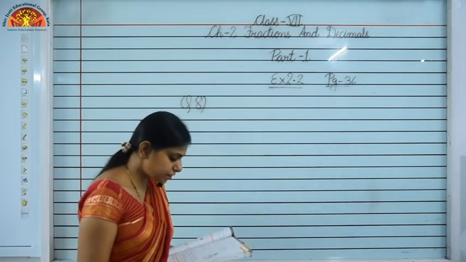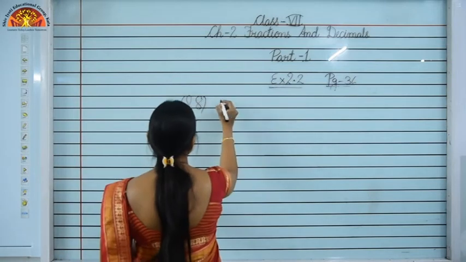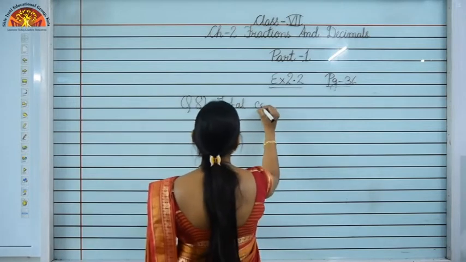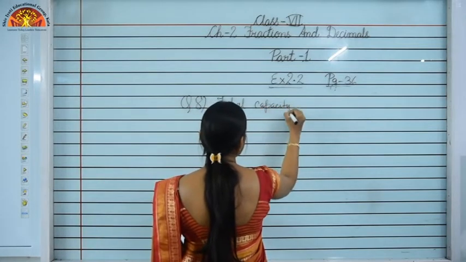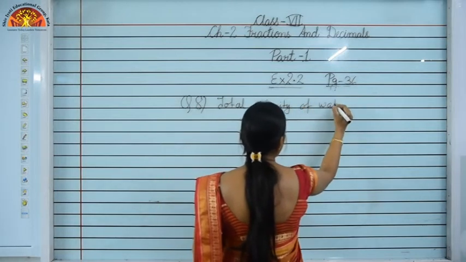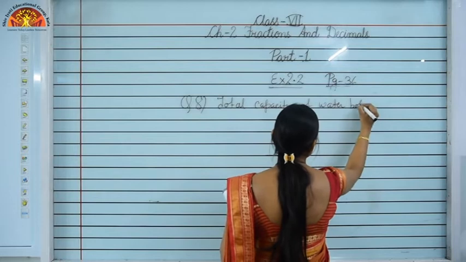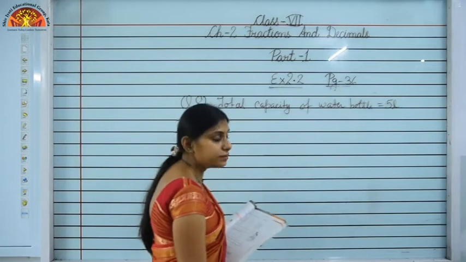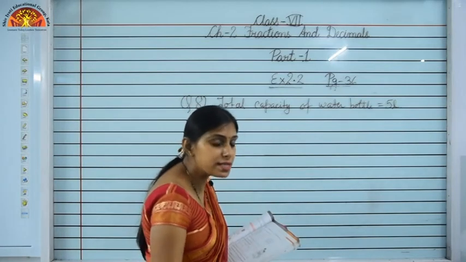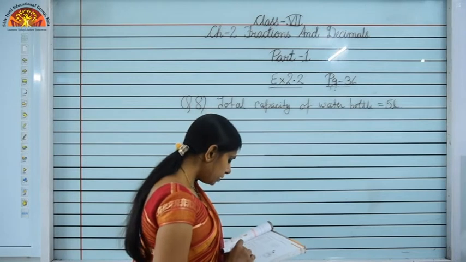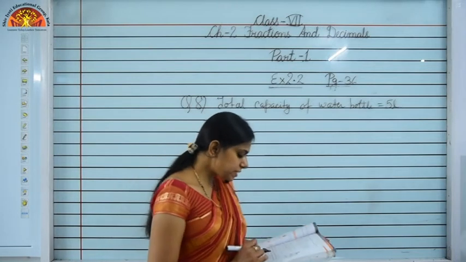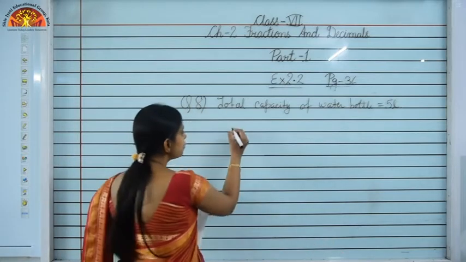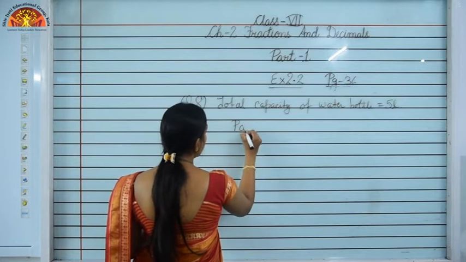So first of all, what is given? The total capacity of the water bottle is equal to 5 liters. Is it clear? How much water is there inside the water bottle? That is 5 liters. Now Vidya and Pratap, how much water is consumed by Vidya? That is 2/5 of the water.